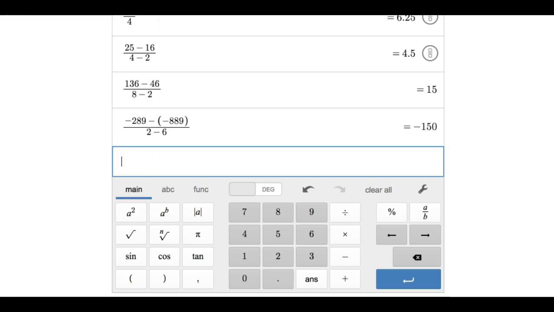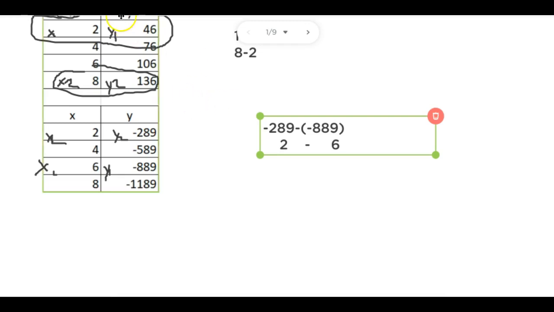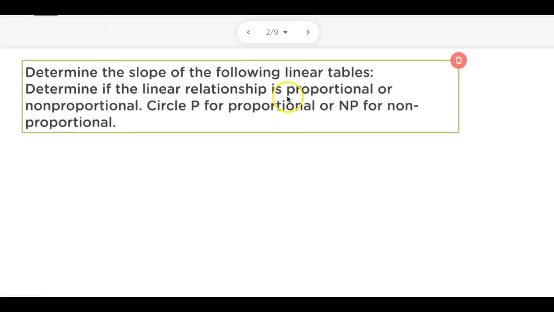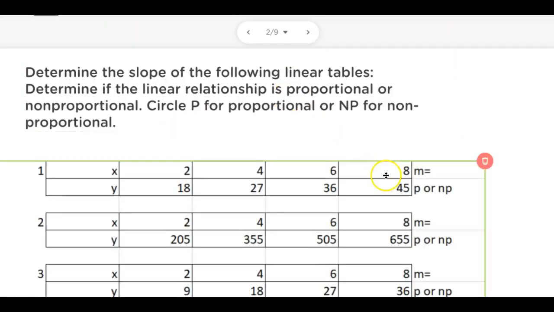So really quick, let me get into what you're going to have on your assignment. Your assignment will start on slide 2. You need to put 2 things. You need to find m, which is the slope, and you're going to put m equals here. And then you will come back and highlight whether that table is proportional or non-proportional. That's what I need you guys to do for me today.